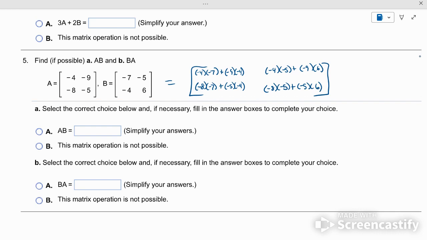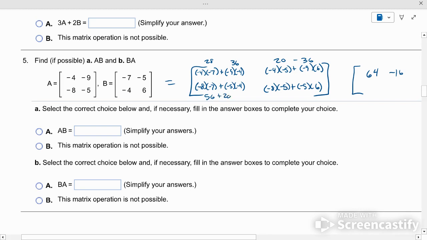So, doing the math, 28 plus 36 is 64. 20 minus 36 is negative 16. 56 plus 20 is 76. 40 minus 30 is negative 10. Good?